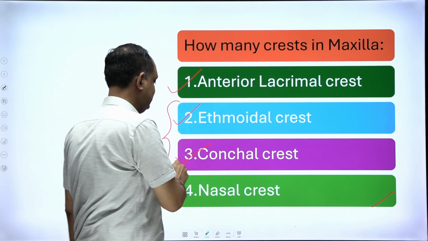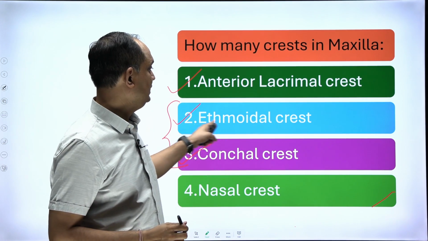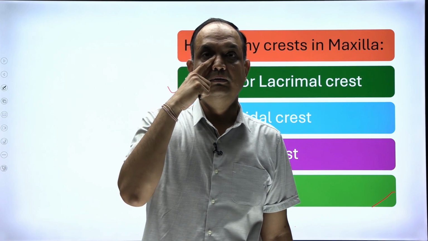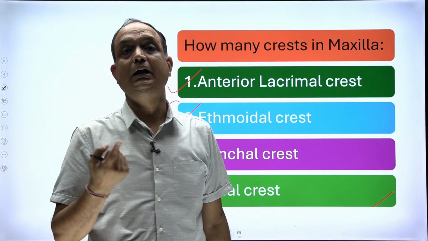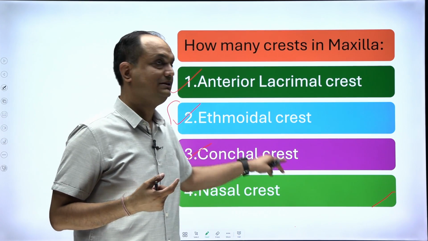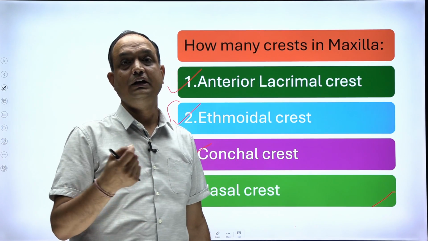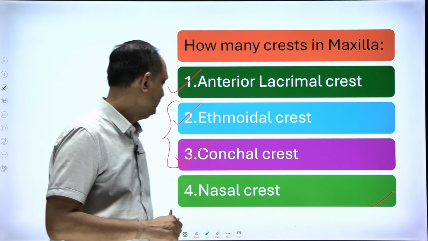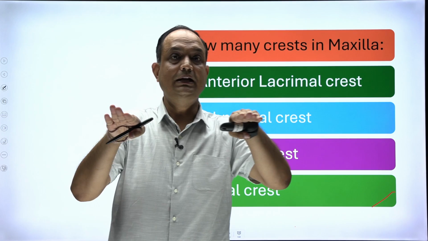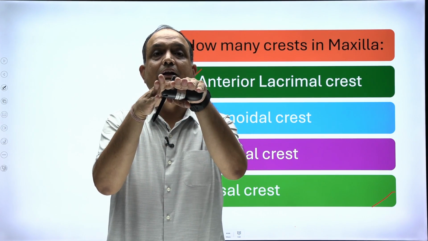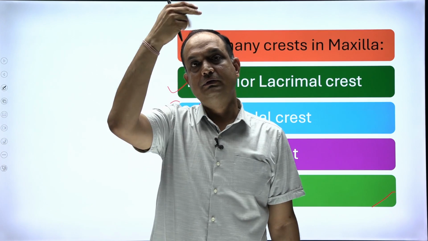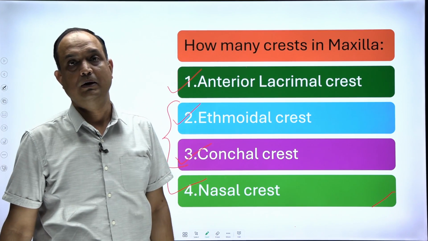These both are present on the medial side. The ethmoidal crest is present on the medial side of this frontal process, and it is going to articulate with the middle concha of ethmoid bone. The conchal crest is going to articulate with the inferior nasal concha, which is a separate bone, and the nasal crest is formed when the two palatine processes fuse together and give an elevation in the floor of your nose, which receives the vomer bone from above.